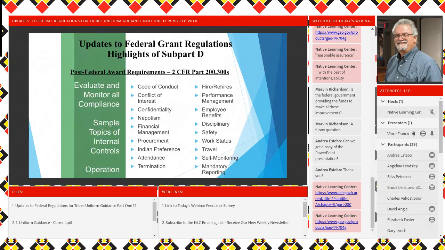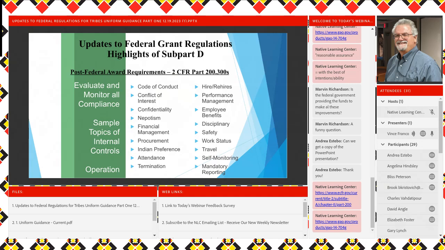Here's where we were. Here's just an example. These next couple slides are just examples of some of the monitoring areas on the operations side, some of the policies that fall under internal controls. You can see there's a list. You probably have all of these and many, many more. These are just samples of some of the policies. Code of conduct and conflict of interest are the big two to start with, then nepotism, financial management, procurement, Indian preference, native preference, et cetera, et cetera.